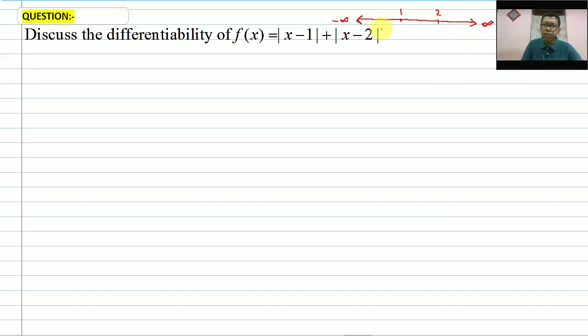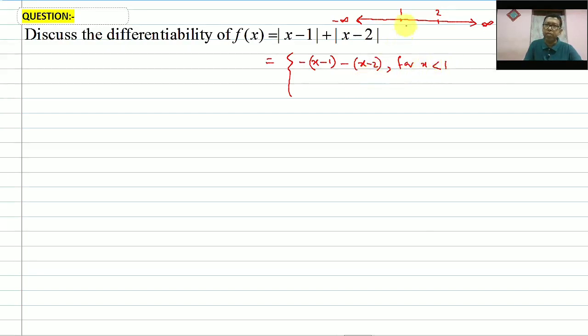If you take a point in between minus infinity to 1, the best example is 0, say x is equal to 0. Put it here, you will get 0 minus 1 is equal to minus 1, so the part is negative, so you take minus of x minus 1. For the other part, if you put 0 it will be minus 2, so the sign is negative, so minus of x minus 2. In this way you have to divide the domains and the respective functions. This is only for x less than 1.